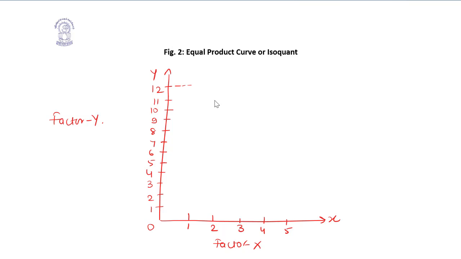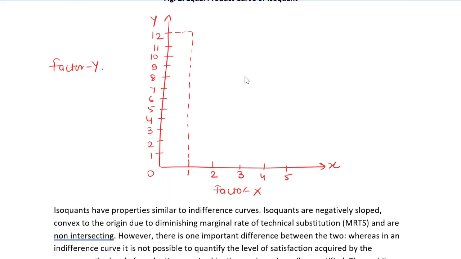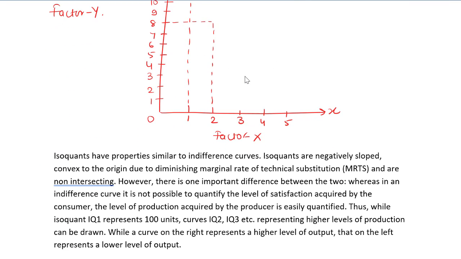So first is 12 and 1. This combination 12 and 1. Then another combination is 8 and 2. This is combination 2, 8 and 2. The third combination is 3 and 5. Over here this would be 5 and we have 3.